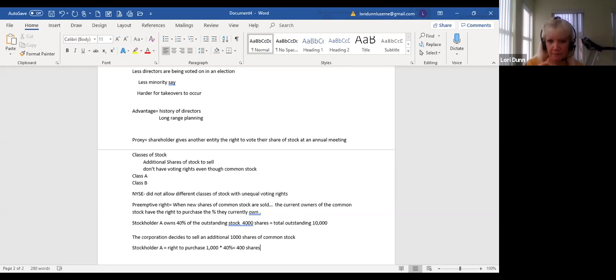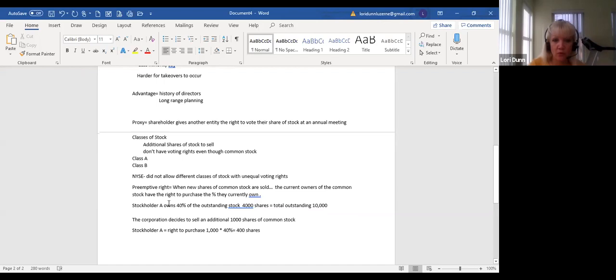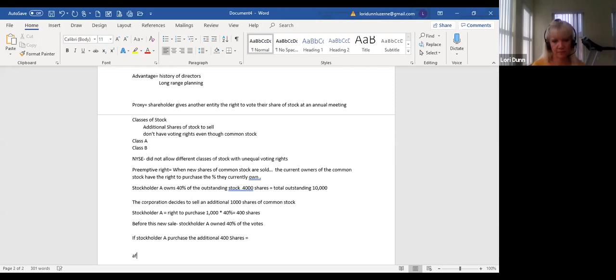Well, let's see. Before this new sale, stockholder A owned 40% of the votes. If stockholder A says, yeah, I'm going to purchase the additional 400 shares, here's what they will have after the new sale. They will have their original 4,000 shares, plus the 400 new shares. So they will own 4,400 shares of 10,000 before the sale, plus 1,000 new shares, or 11,000.